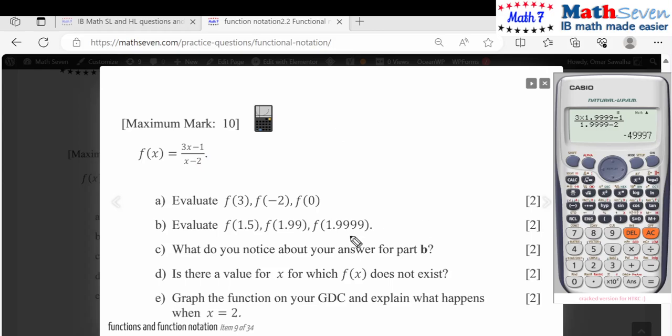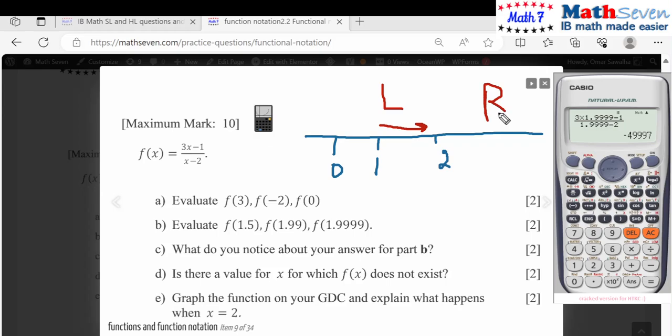So let's continue working. What do you notice about your answer B? As we get closer to the 2 from the left, this is 2, students pay attention. This is number 2 on the number line. This is 1. Let me make the number line look prettier. So this is the number line. This is 2, and this is 1, and this is 0. So when you are talking about 1.99, you are getting closer to the 2 from the left.